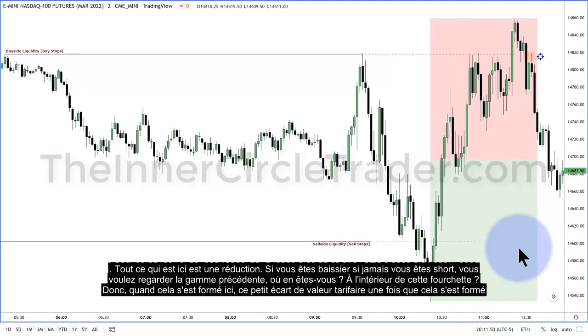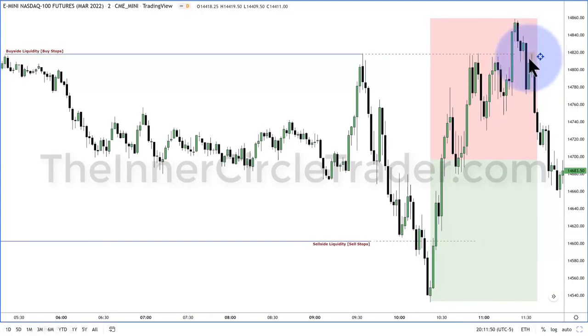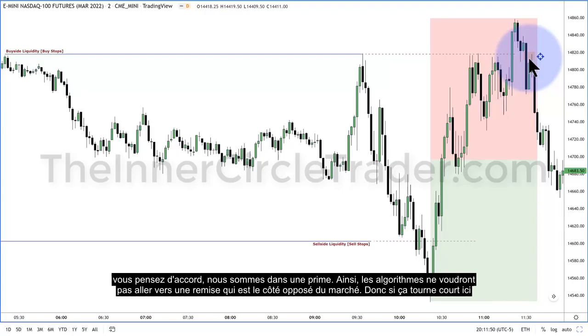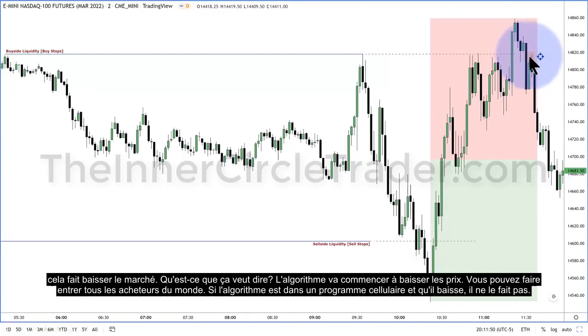If you're bearish, if you're ever going short, you want to look at the previous range. Where are you at inside that range? So when this little fair value gap formed here, you're thinking, okay, we are in a premium, so algorithms will want to go to a discount. That's the opposing side of the marketplace. So if it's going short here, it's driving the market lower. What does that mean? The algorithm is going to start pricing lower. You can have all the buyers in the world come in. If the algorithm is in a sell program and it's going lower, it does not matter.